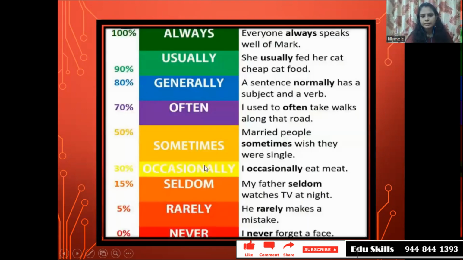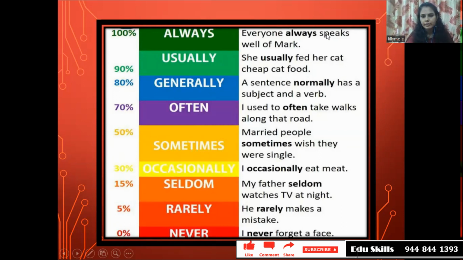See also another scale. You can see this one is the same as previously. We just give the figures. It is not exactly 100, it is nearby. For your understanding, we just write 100, 90%, 80%, 70% like that.